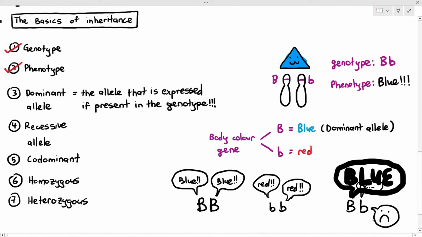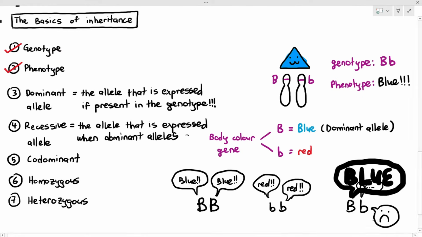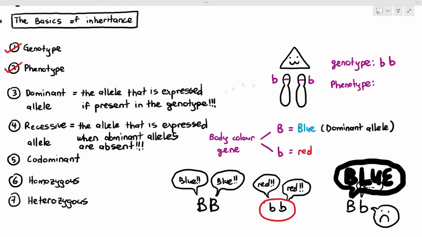So by definition, the small b allele is always referred to as the recessive allele, the allele that is only expressed when the dominant allele is absent. As an example here, the only way the organism can be red is if both the alleles on the left and right are small b and small b. Because there's no dominant allele, the genotype becomes small b, small b, and therefore the phenotype is red in this case.